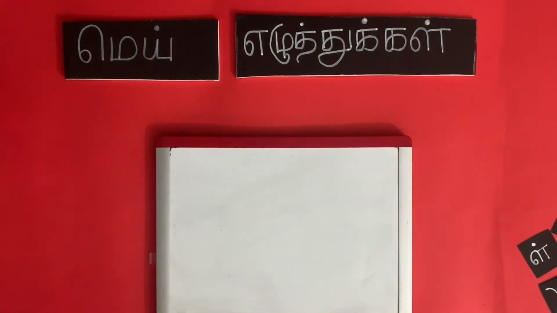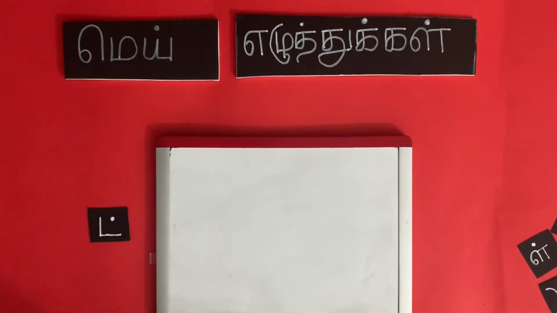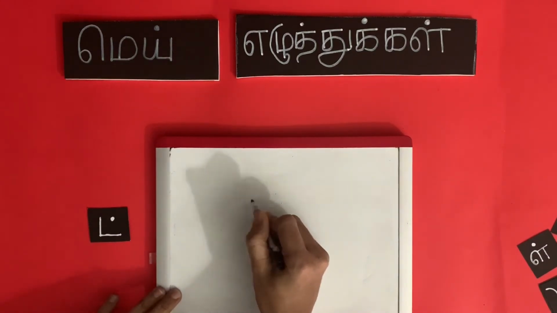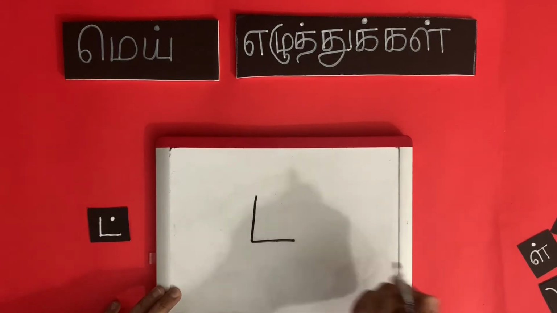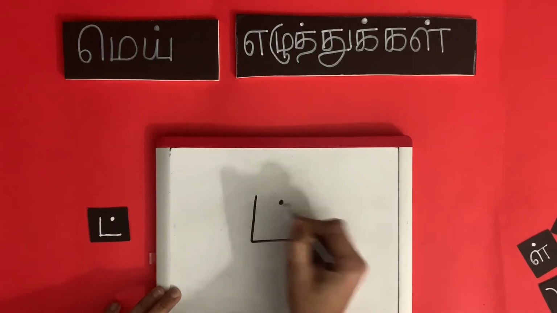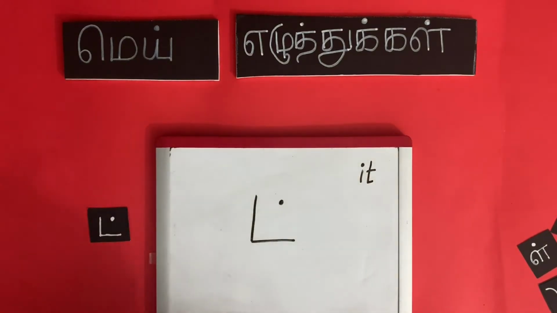Next letter is it. This is very easy. So, how do you write this? You just make a straight line and a sleeping line. And you keep a dot. This letter is called it. It.